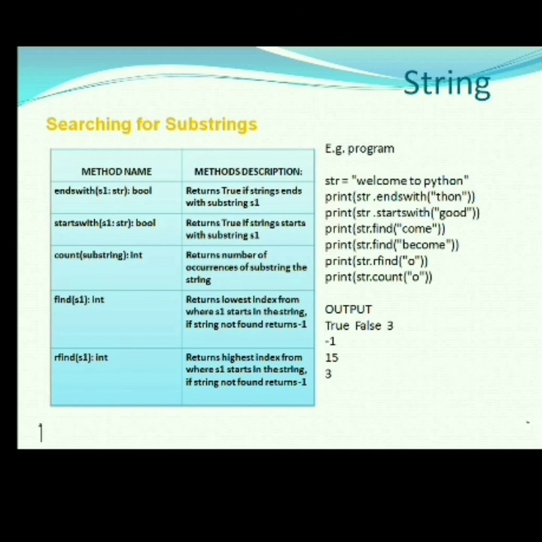The find function will return the lowest index from where s1 starts in the string. If the string is not found, it will return -1. Print str.find('com') will return 3 because 'com' is at index 3. rfind will find the highest index, which is 15 in this case.